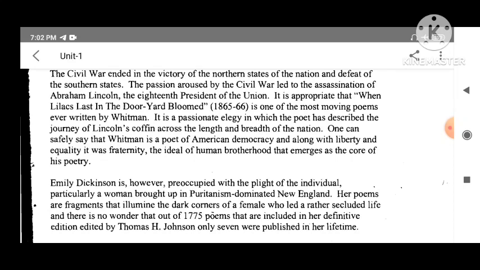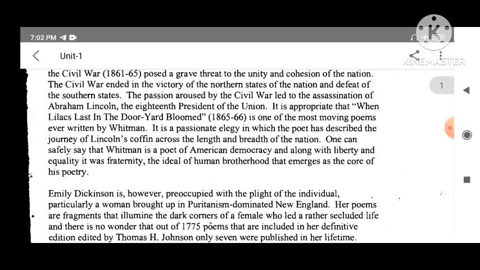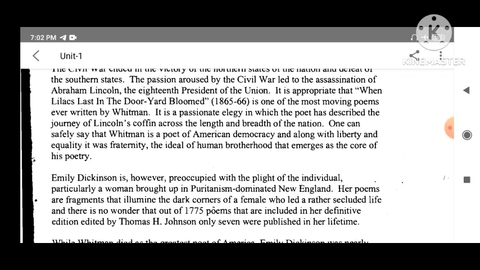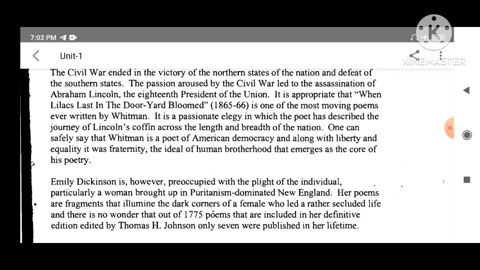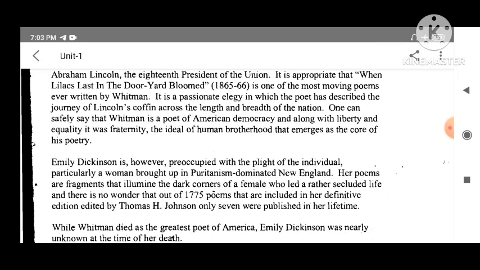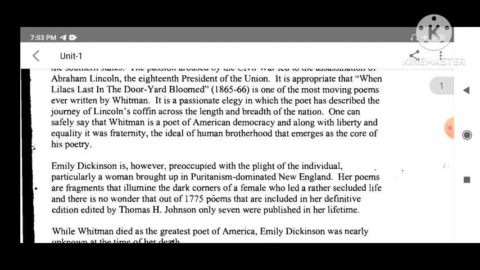The passion aroused by the Civil War led to the assassination of Abraham Lincoln, the 18th President of the Union. It is appropriate that When Lilacs Last in the Dooryard Bloom'd, 1865-66, is one of the most moving poems ever written by Whitman. When Lincoln was assassinated, Walt Whitman wrote this poem. It is a passionate elegy in which the poet describes the journey of Lincoln's coffin across the length and breadth of the nation. It is the mourning of the assassination of Abraham Lincoln, the 18th President of America.